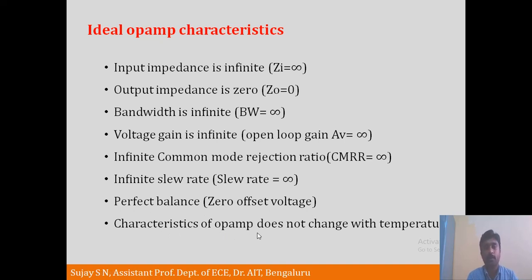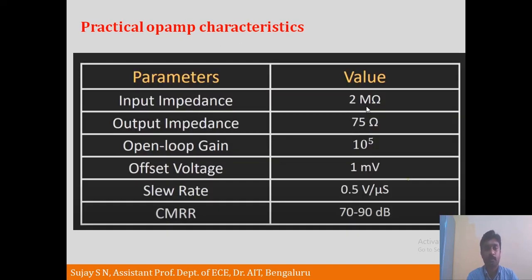It will be temperature independent. These are all the ideal Opamp characteristics. If the Opamp is ideal, practically these values are somewhat finite, and in this slide you can see the practical Opamp characteristics, where input impedance is 2 mega ohm, output impedance is about 75 ohm, open loop gain is 10 raised to 5, offset voltage is 1 millivolt, slew rate is 0.5 volts per microsecond, and CMRR is about 70 to 90 dB. These are the practical characteristics of Opamp.